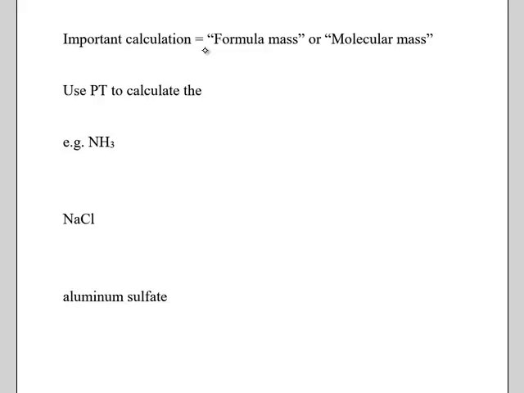The last part of Chapter 5 is an important calculation that we're going to be doing quite a bit for the rest of the class. It's called the formula mass or the molecular mass. What this involves is using the periodic table to calculate the mass of one molecule.